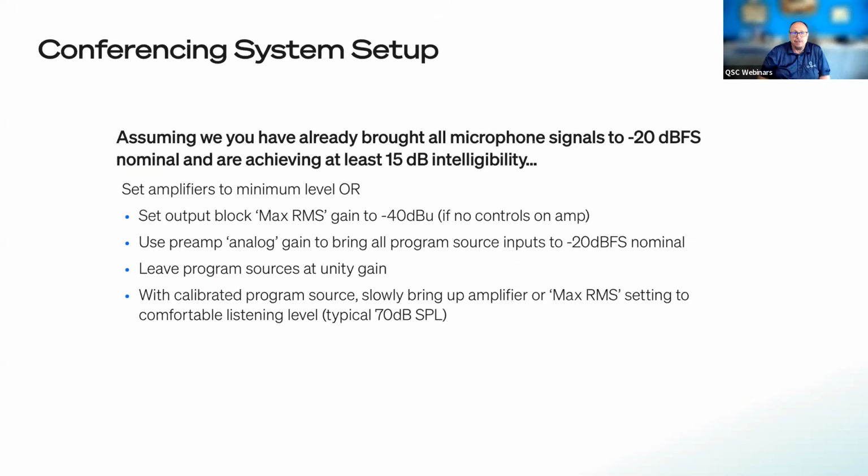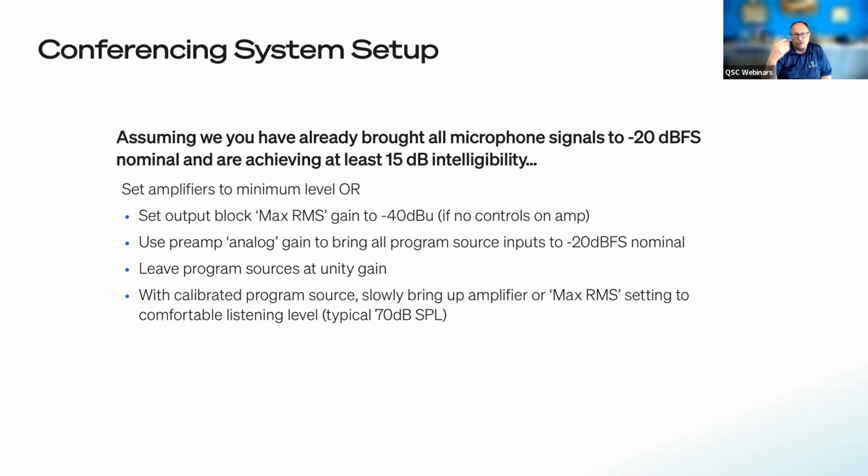Assuming you've already brought all the microphone signals to negative 20 dB, so you've done your proper gain structure on the front end, nominal, and you're achieving at least 15 dB of intelligibility. We're going way back. We're going 30 minutes back in our discussion here, but yeah. What you would do is set your amplifiers to a minimum level or set the output block to a max RMS gain, set the max RMS gain to negative 40 dBu if there's no controls on the amp. Using the preamp analog gain, bring all your program sources to negative 20 and leave the program sources at unit gain. So with a calibrated source, bring up the amplifier to a max RMS settings to a comfortable listening level in the room.